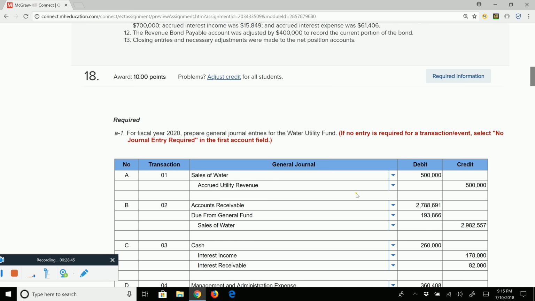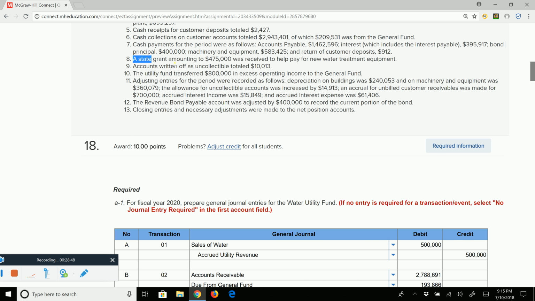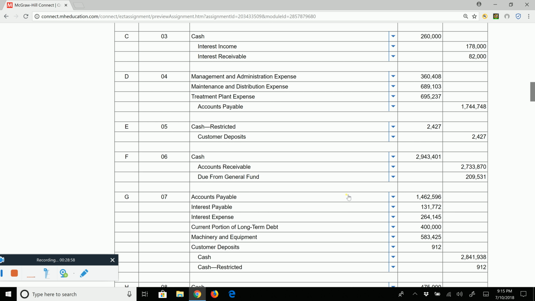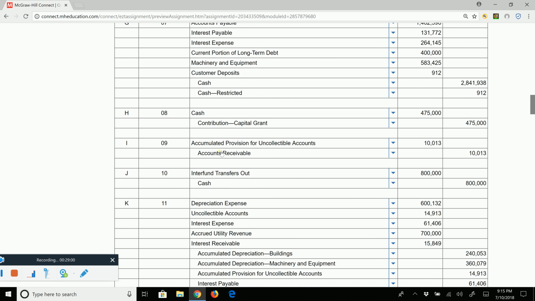Okay, next, number 8. A state grant amounting to $475,000 was received to help pay for new water treatment equipment. So $475,000 grant revenue comes in. We're going to debit cash, and the credit goes to a contribution account. It's not revenue. It's like revenue, but it's a separate category called contributions. I am going to show you that when we go through the financial statements at the end of these transactions. I'll show you where it's actually reported.